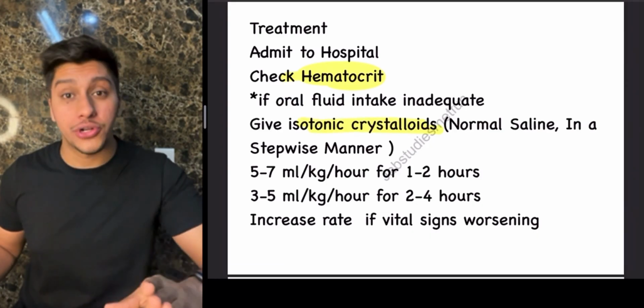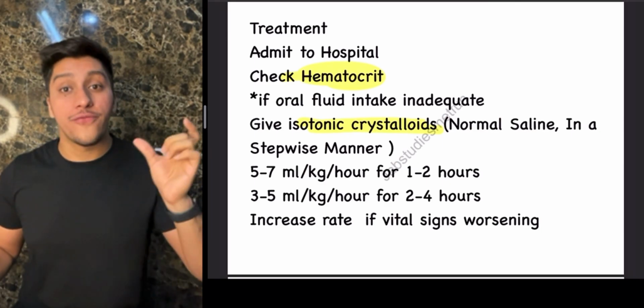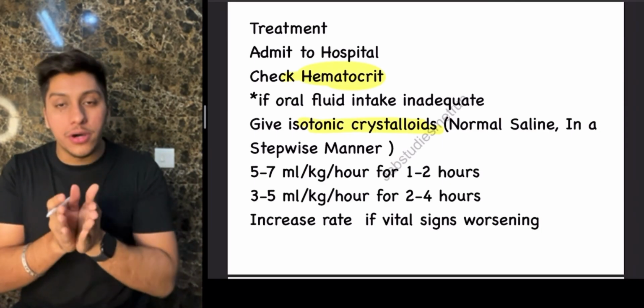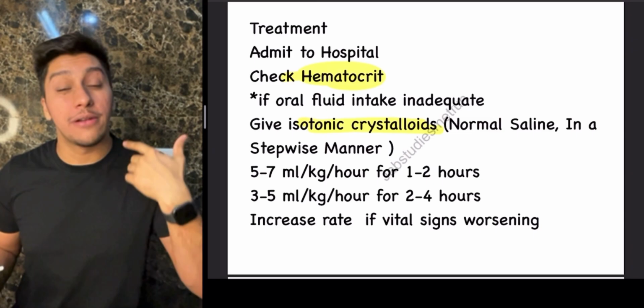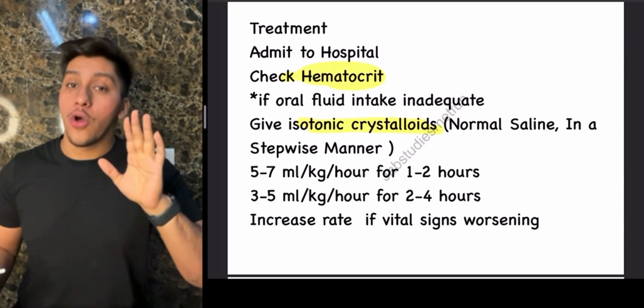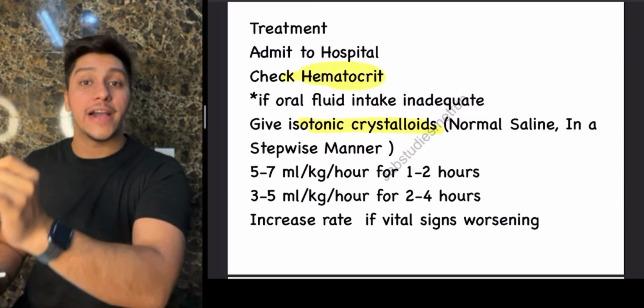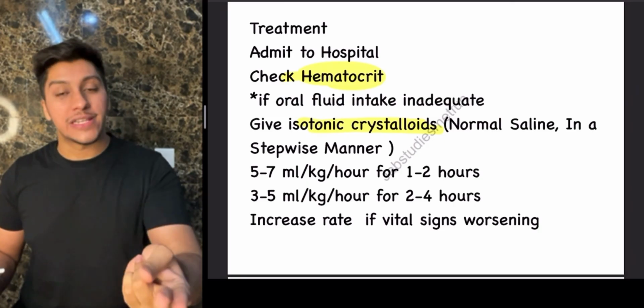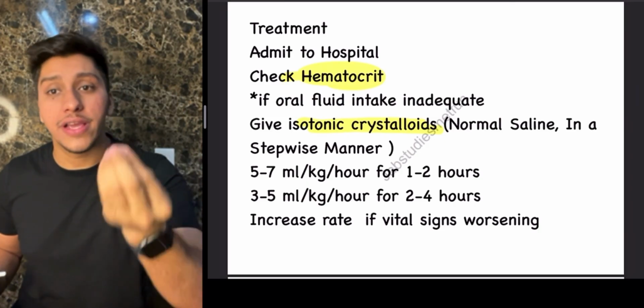You should not give hypotonic fluids like 0.45 saline. If you give a hypotonic solution, there will be further third space fluid loss. There will be further ascites and pleural effusion. What you have to give? You have to give isotonic fluids like normal saline. If potassium is low, give Ringer lactate.